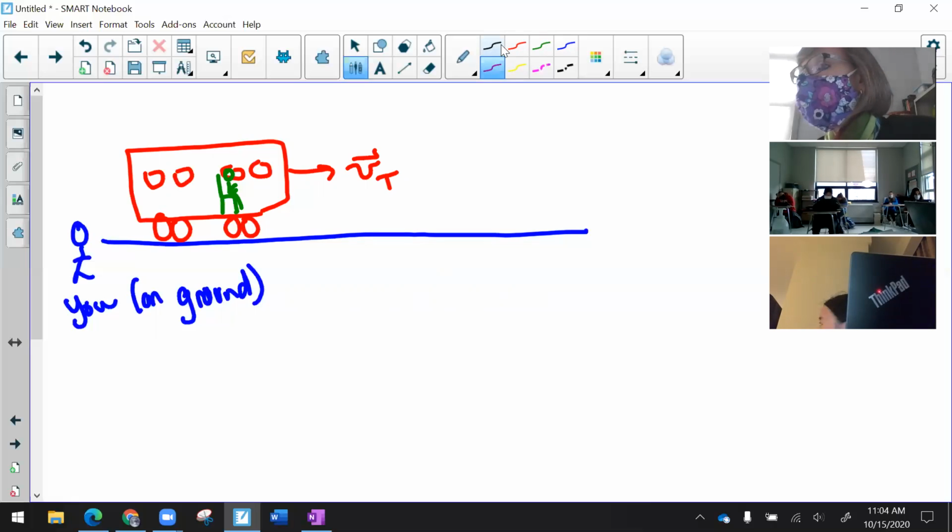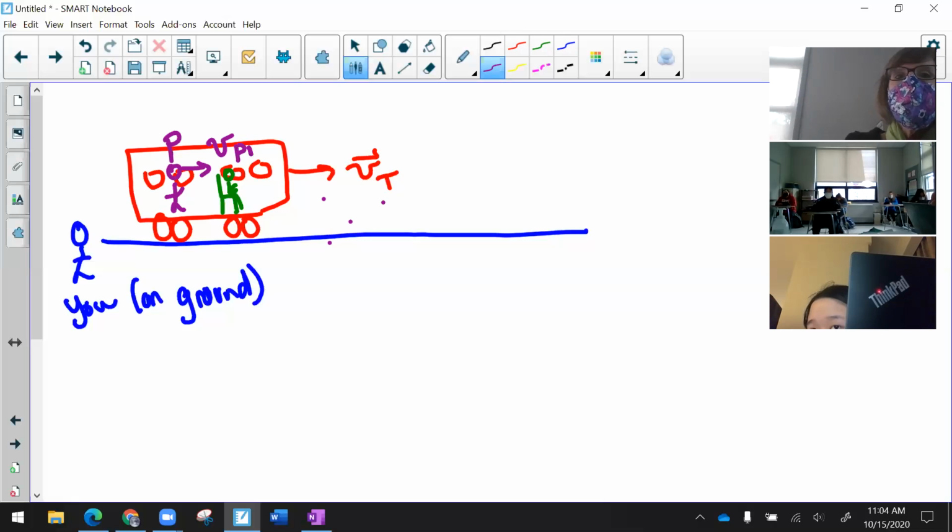But now we're going to make things more complicated, because now there's going to be a person on the train who's walking, who's moving. Okay. And that's going to be my person P. Now, my green person sitting on the train sees the person walking on the train moving with a velocity VP, person with respect to the train.